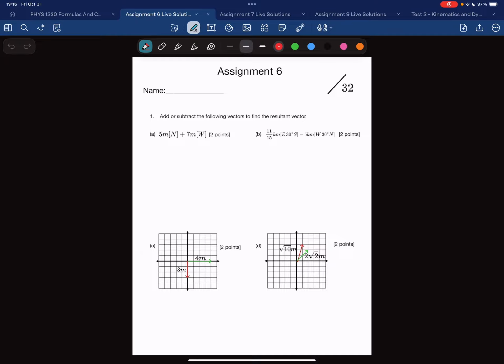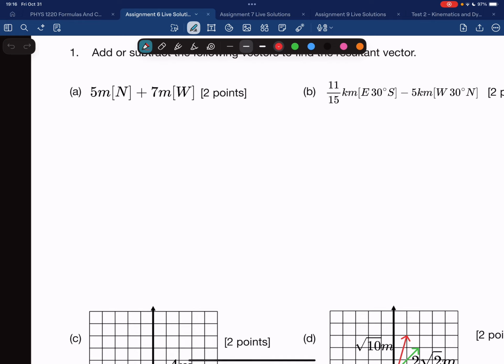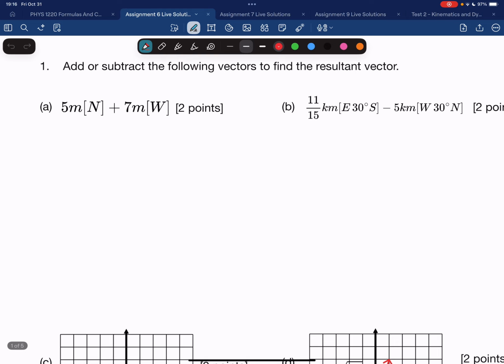Jumping right in, let's get started with number 1. Add or subtract the following vectors to find the resultant vector. Okay, so 1a, 5 meters north plus 7 meters west. Quick little diagram. I have 5 meters north, 7 meters west. Remember, we connect them tip to tail, so it's kind of like I've just drawn 7 meters west and then 5 meters north. Perfectly fine.